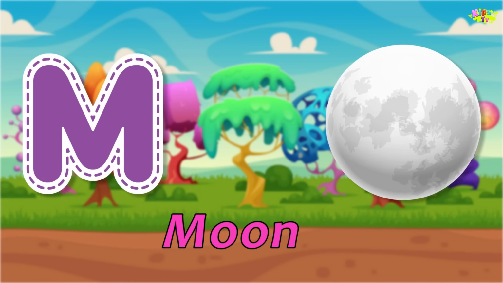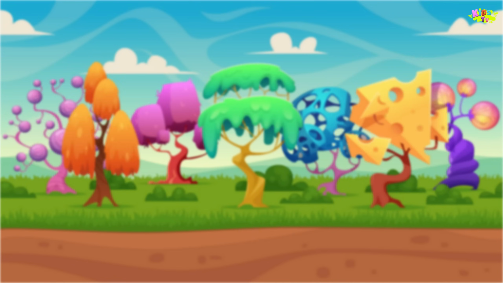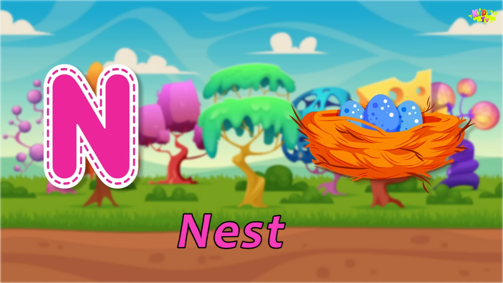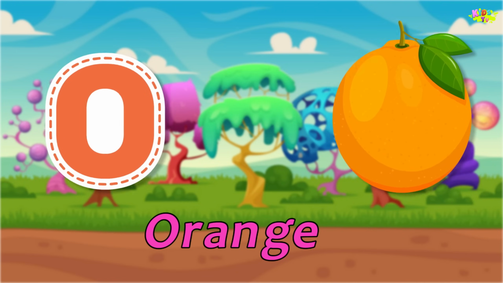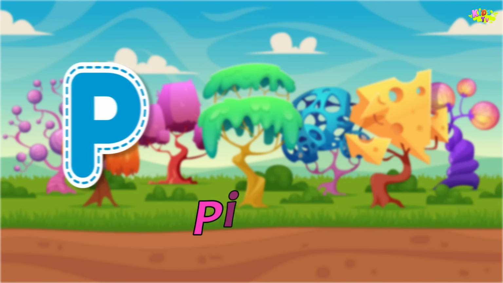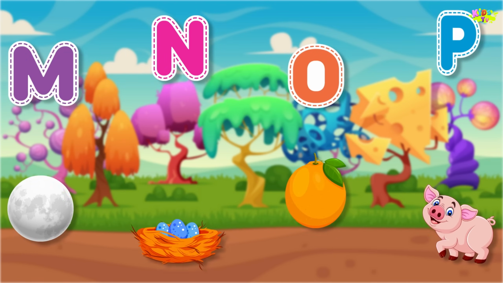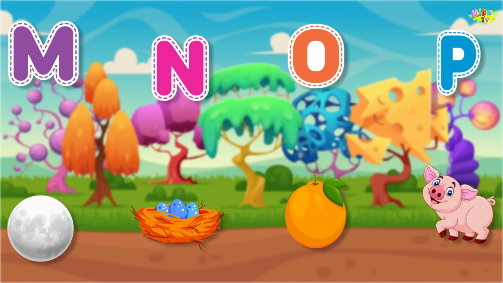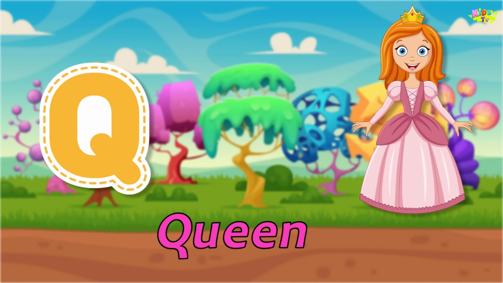M is for moon, moon, moon. M, moon. N is for nest, nest, nest. N, nest. O is for orange, orange, orange, orange. P is for pea. Q is for queen, queen, queen.